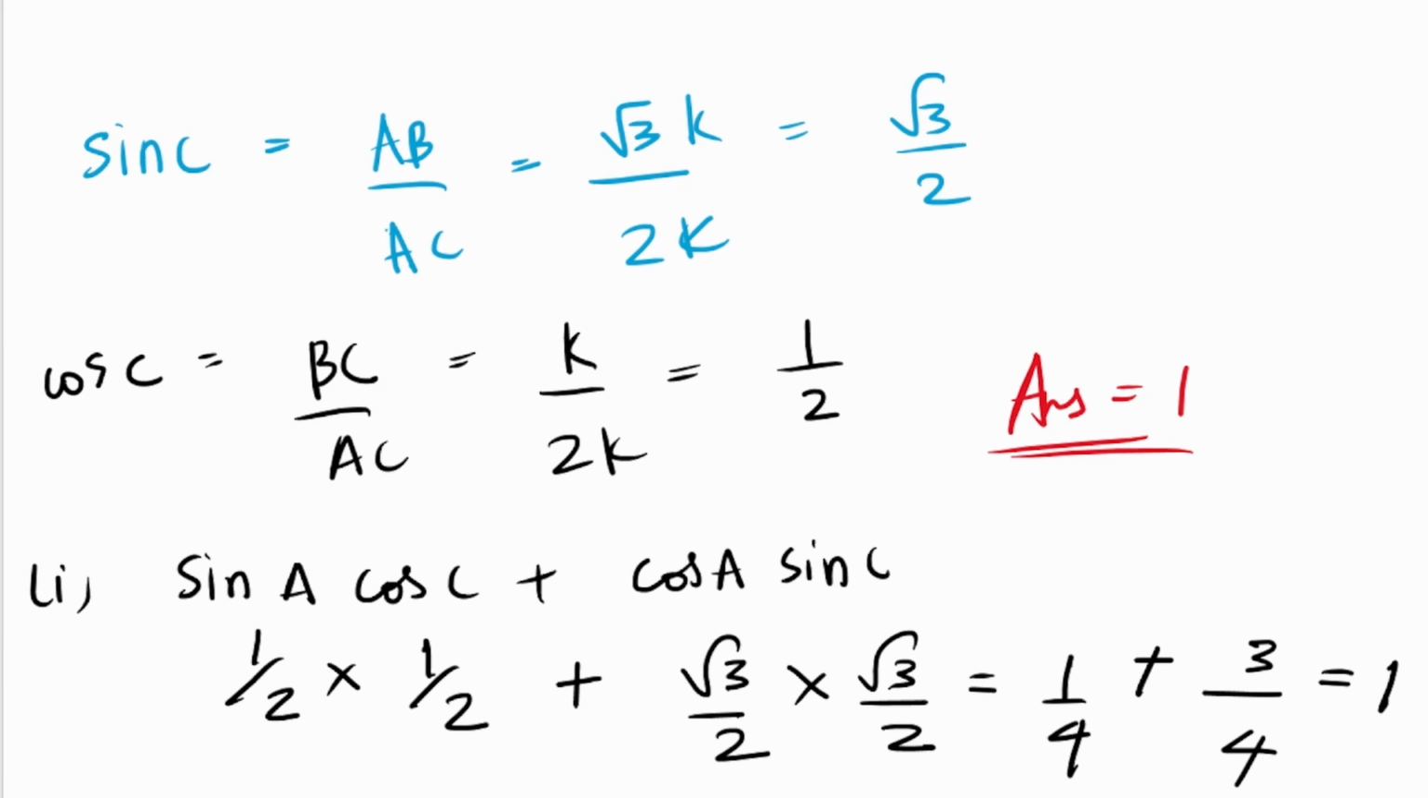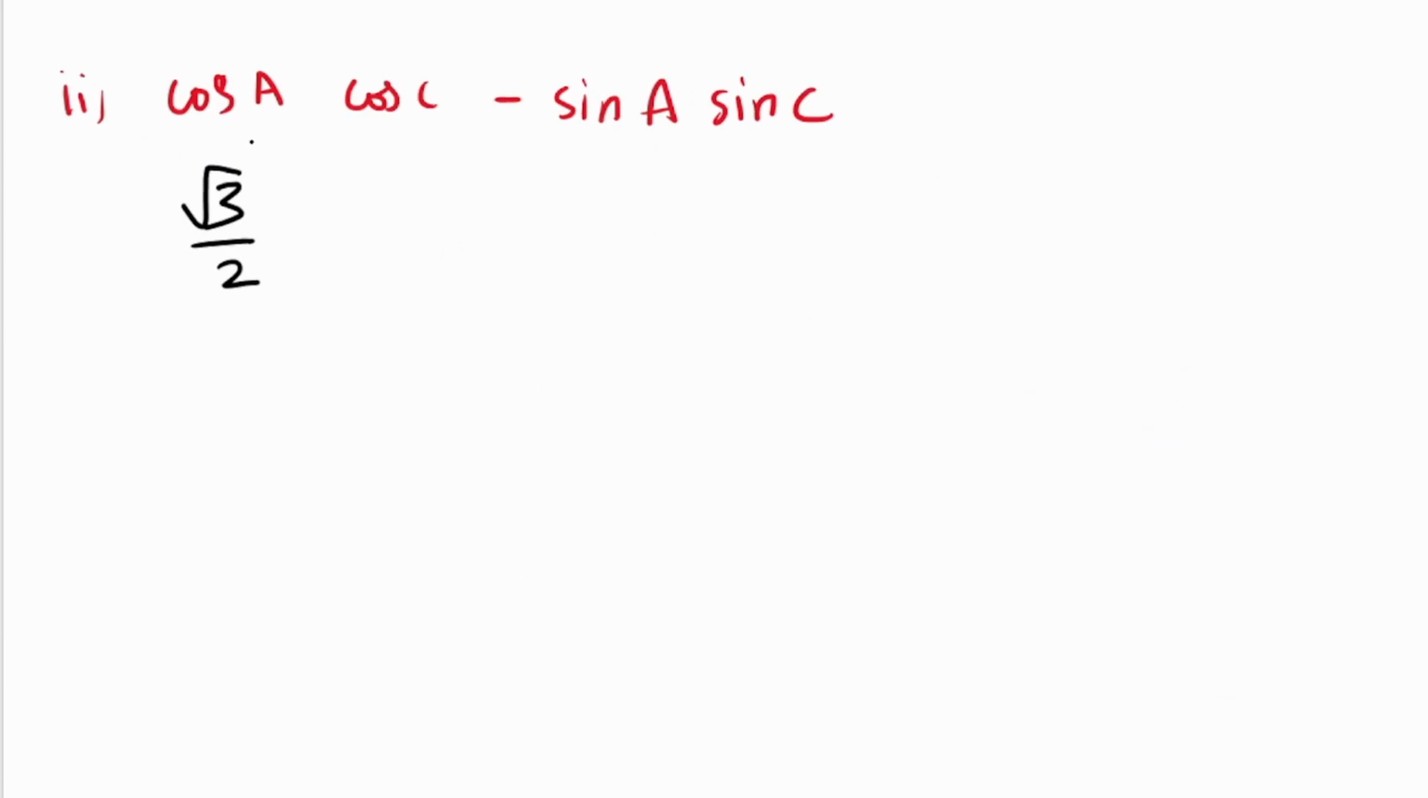Now the next one: cos A cos C minus sin A sin C. Now what's the value of cos A? Cos A value is root 3 by 2. Cos C value, we found out to be 1 by 2, right? Into 1 by 2, minus sin A value is 1 by 2 into sin C value is root 3 by 2.